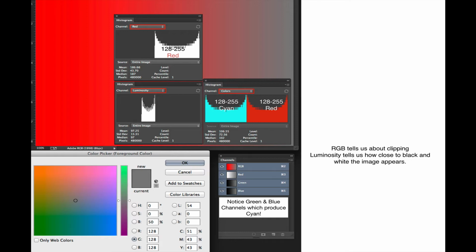The take home here is that RGB tells us about clipping and saturation. Luminosity tells us how close to black and white the image actually appears based on perception of brightness.